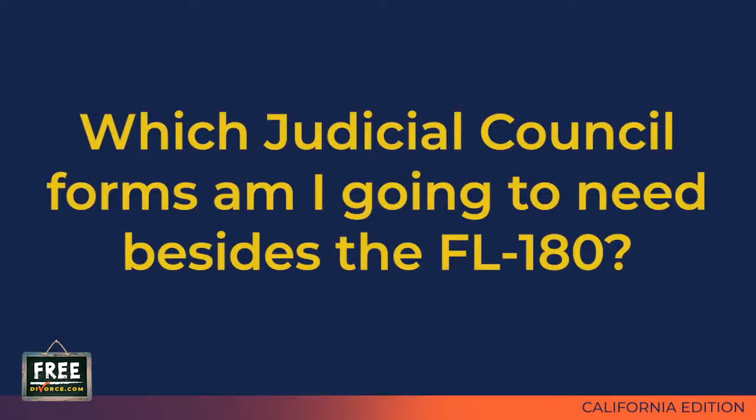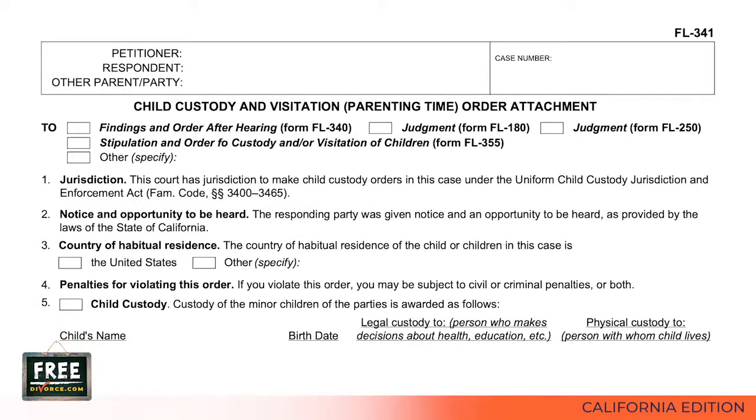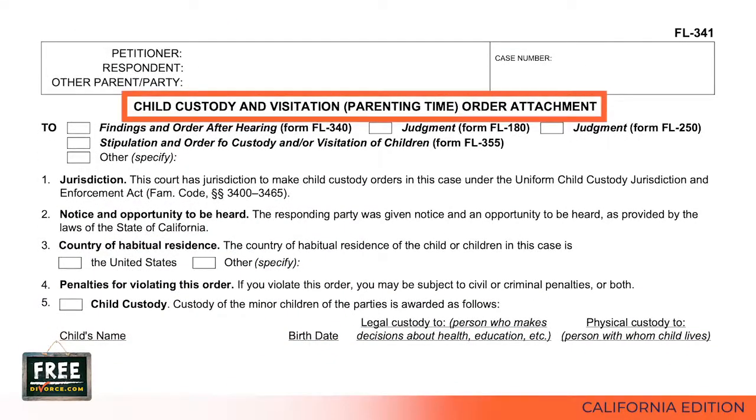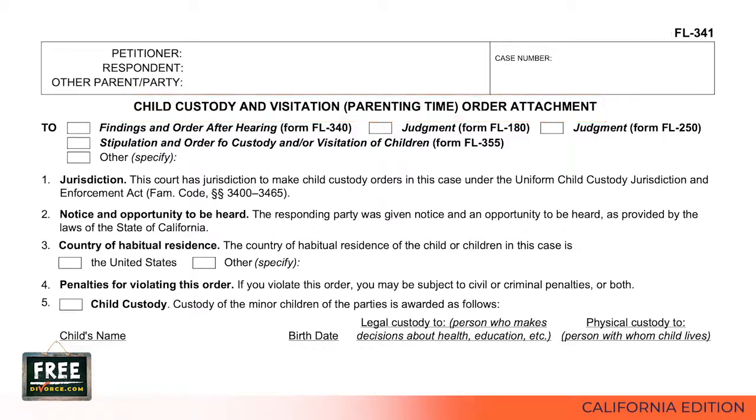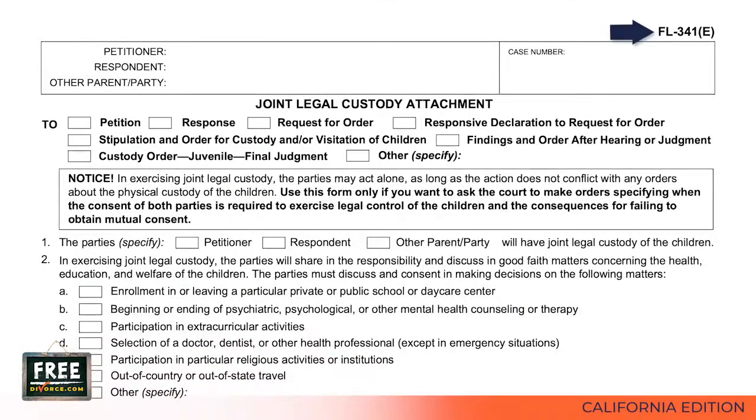Which Judicial Council forms am I going to need besides the FL-180? You will need the following. 1. Property Order Attachment to Judgment, which is FL-345. 2. If you have minor children, you will need the Child Custody and Visitation Parenting Time Order Attachment, which is FL-341. You may also want to use some of the other Child Custody Judicial Council forms that we discussed in earlier videos that talked about how to draft a judgment using the Judicial Council forms approach. I'm referring to forms FL-341A through FL-341E.